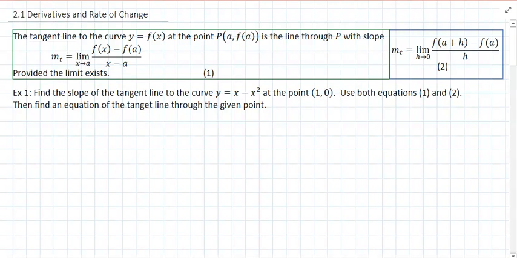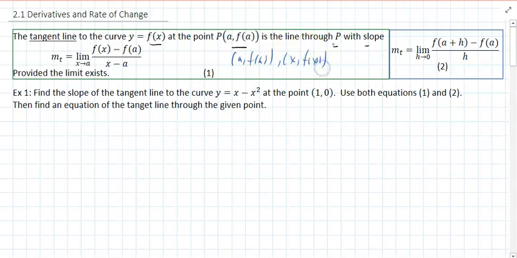Section 2.1 talks about derivatives and rate of change, and here we are. The tangent line to a curve y equals f of x at a point (a, f of a) is the line through P with a slope of the limit as x approaches a of f of x minus f of a over x minus a. This is going from (a, f of a) in general to (x, f of x).